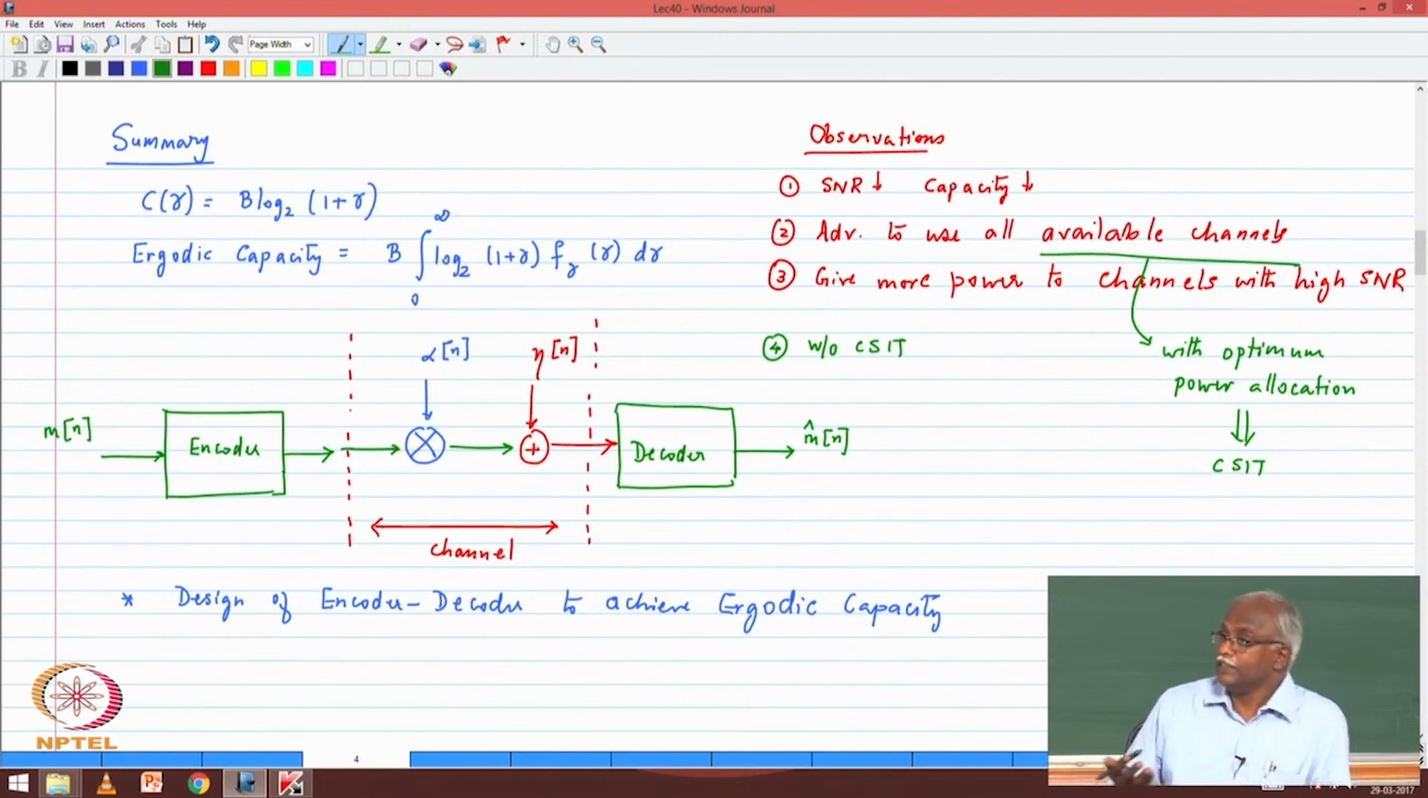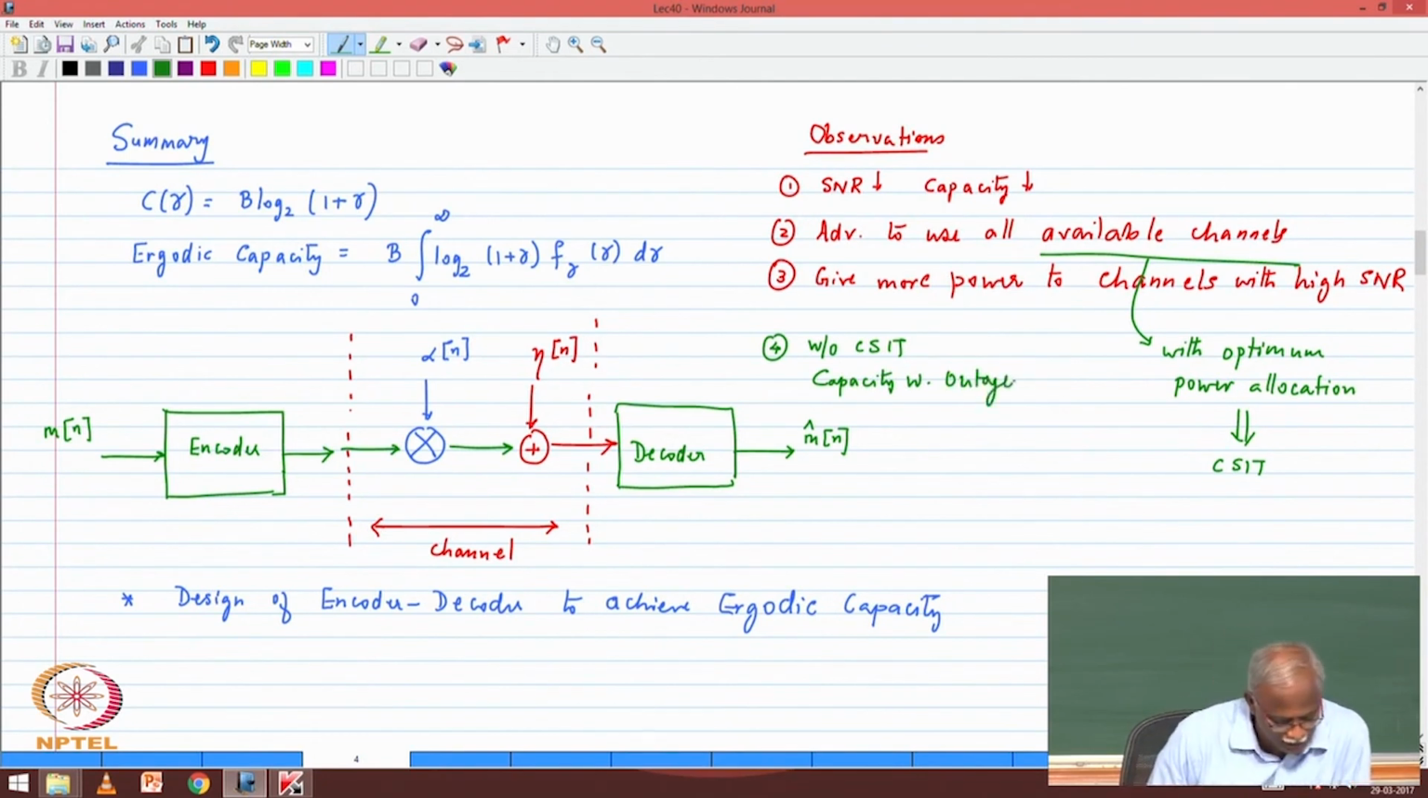If you insist on no outage, then I'll be severely constrained. So the best that we can do is channel capacity with outage. These are the scenarios where you say, okay, some percentage of the time data will not go through. So capacity with outage.